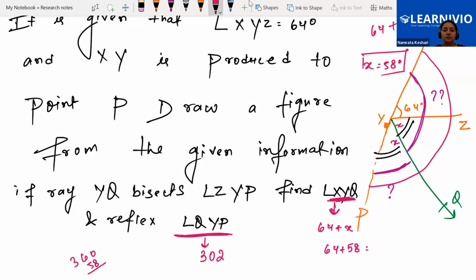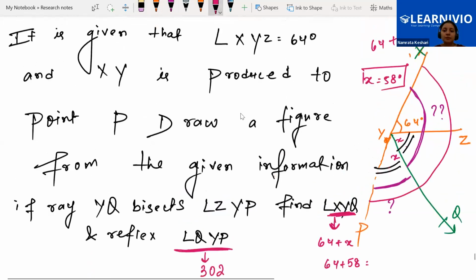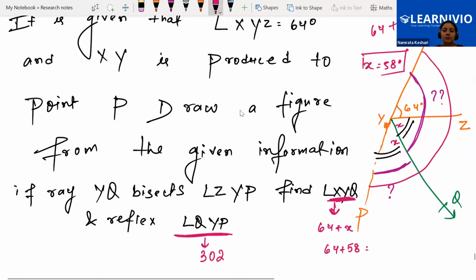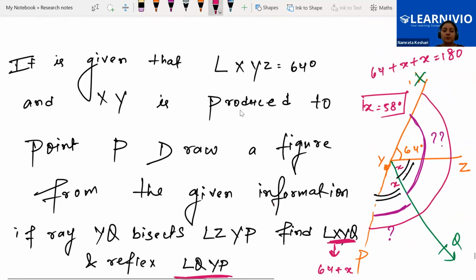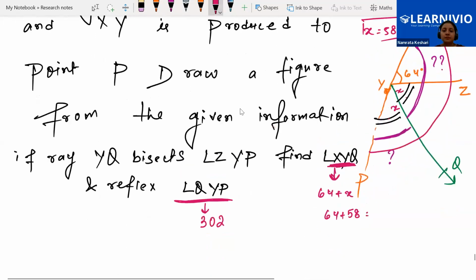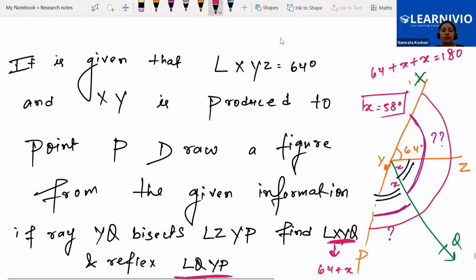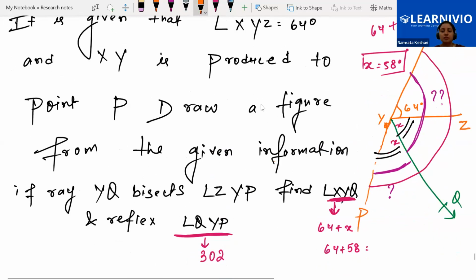Yes. Any confusion so far? Any confusion? No, ma'am. Got it? So this is how we will be solving this one.